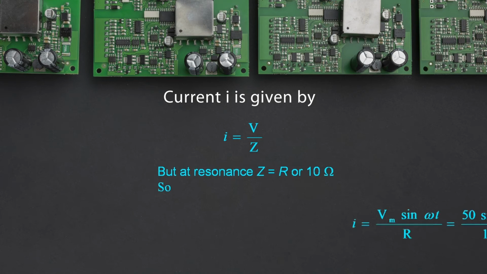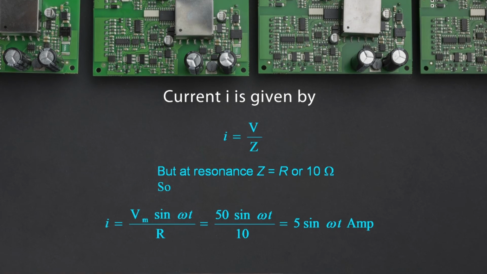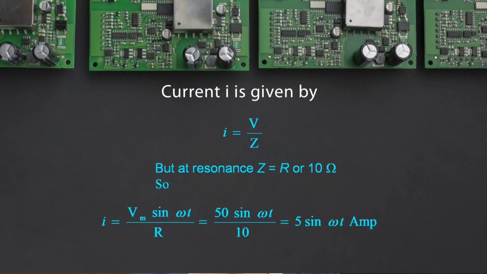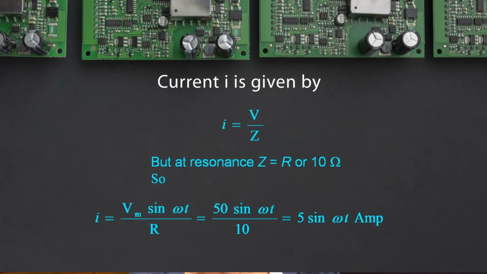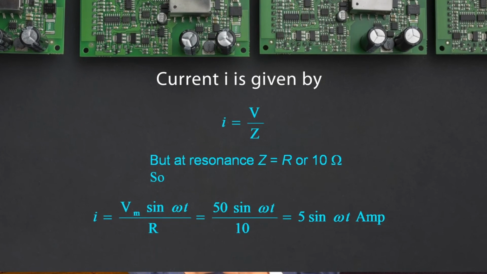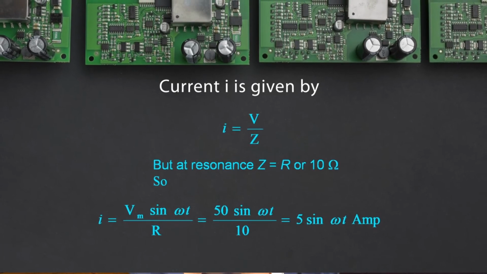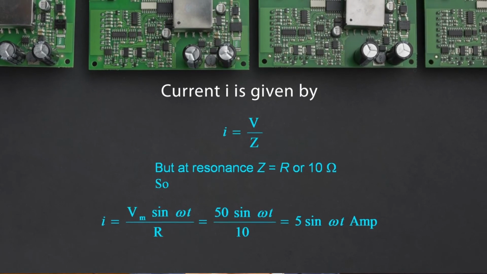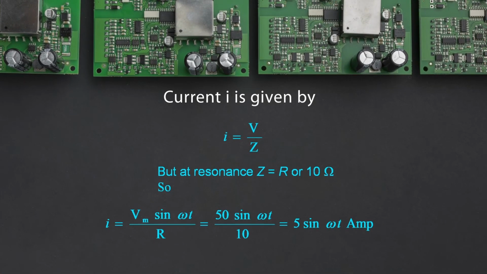So you can write I equal to Vm sin omega t upon R, and Vm sin omega t is 50 sin omega t, and the value of resistance is 10. So the expression for this current can be written as, because this 50 will be divided by the 10, it will become equal to 5. So the final expression I can be written as 5 sin omega t, and the unit of this current is ampere, as you know. So I is 5 sin omega t ampere.